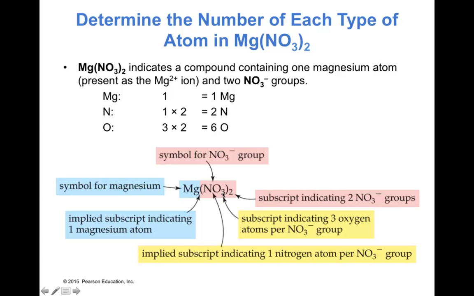The 3 is going to show us the number of the element that is right before it, so we have 3 oxygen, 1 nitrogen, and we have 2 nitrates. So we have 2 polyatomic ions of nitrate. That's why it means that for each nitrate, 1 nitrogen and 3 oxygen. But because we have 2, it's going to be 2 times 1, 2 nitrogen, and 3 times 2 is going to be 6 oxygen.